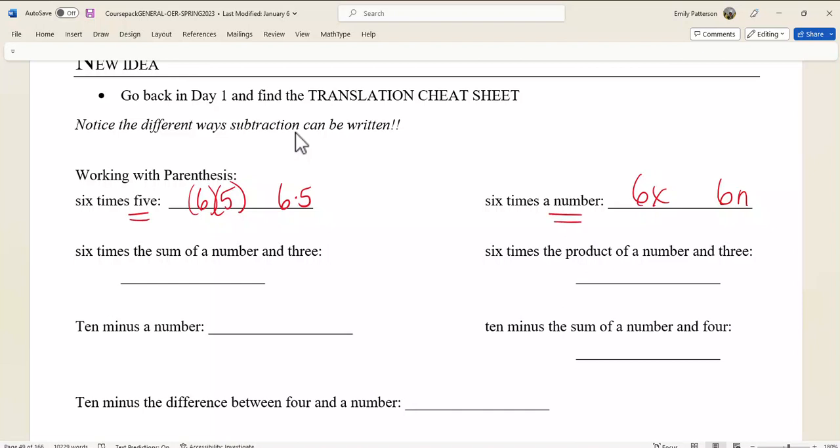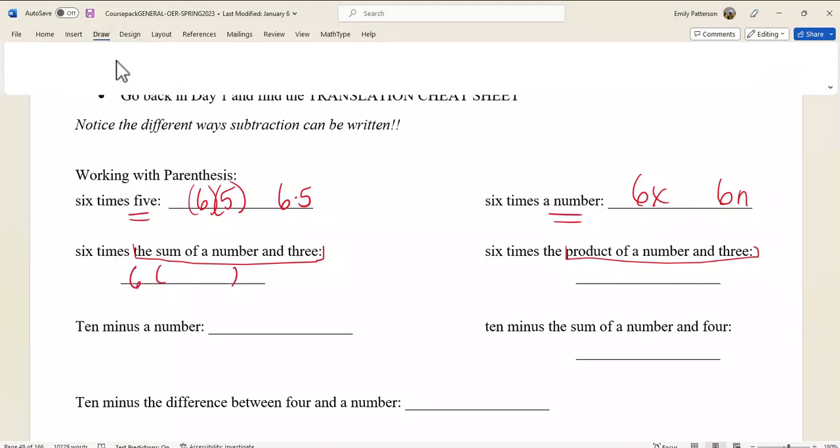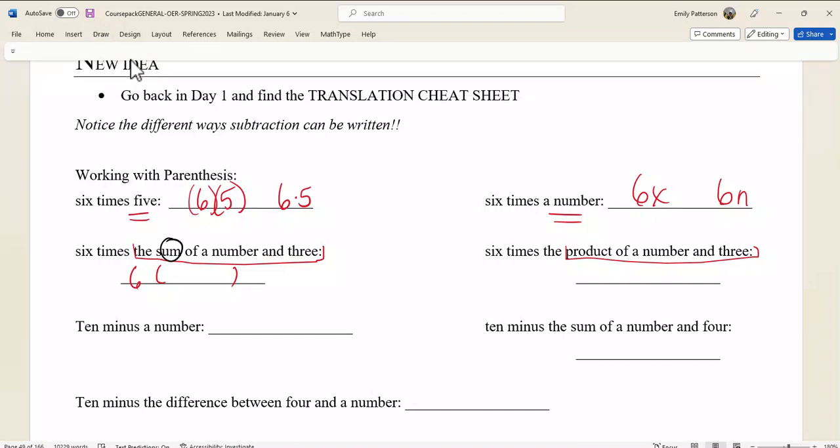But if you look at this, this says 6 times another operation. So when it's a value, operation, value, we're just going to write it out. But when I have 6 times another sum, that's when parentheses have to happen. So it says 6 times the sum. Well, the sum tells you what's going on inside here. So 6 times the sum of a number and 3.